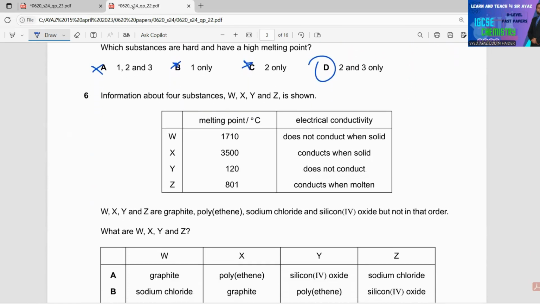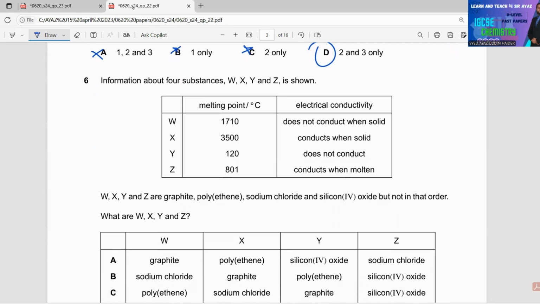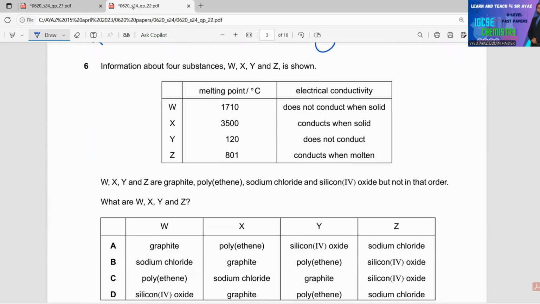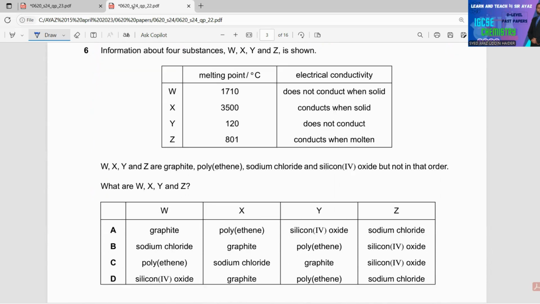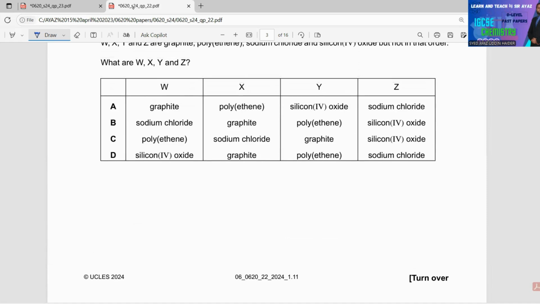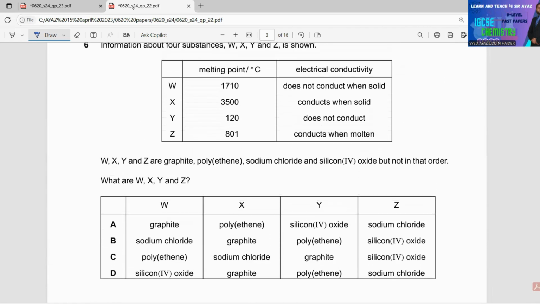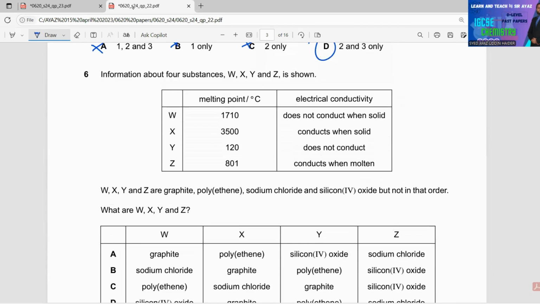Number 6, information about 4 substances W, X, Y, and Z is shown. W, X, Y, and Z are graphite, polythene, sodium chloride, and silicon(IV) oxide, but not in that order. What are W, X, Y, and Z? Now, graphite exists in the solid state with a high melting point and it conducts electricity. Polythene also exists in the solid state, but it does not have a high melting point and it also does not conduct electricity.